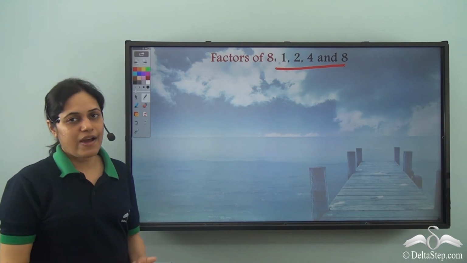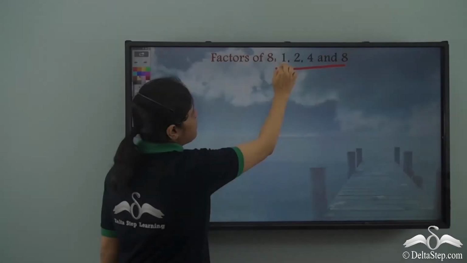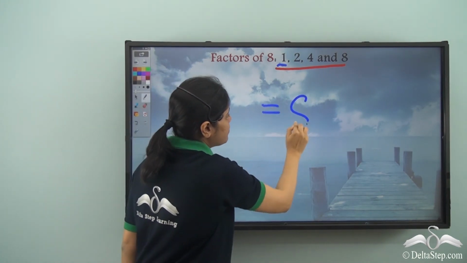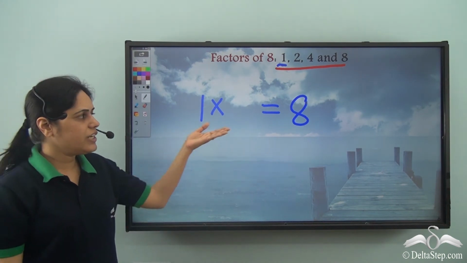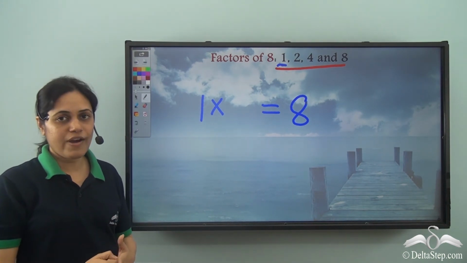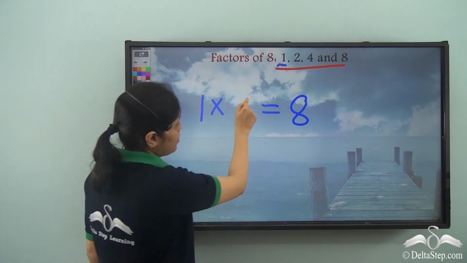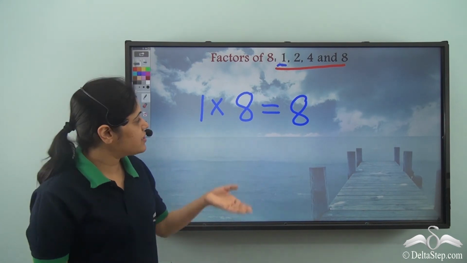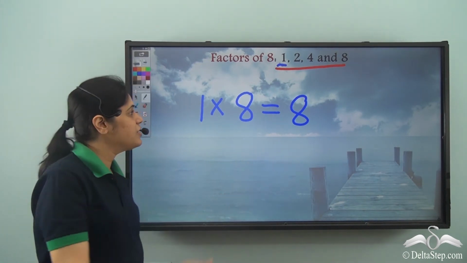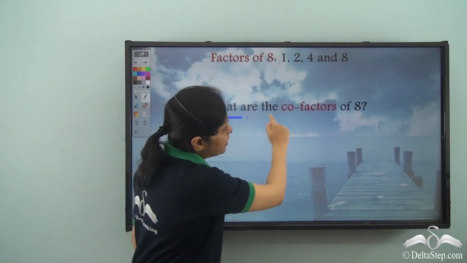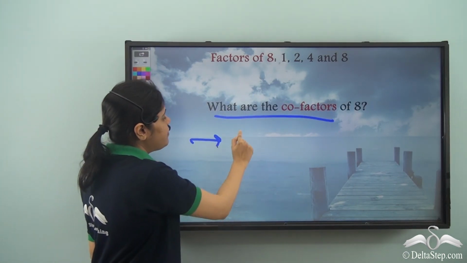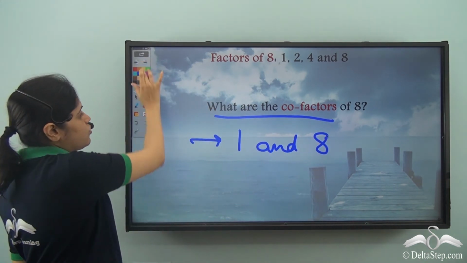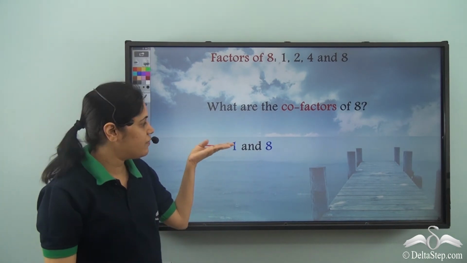Now among these factors, first let us take 1. So if I take 1 into what will give me 8? 1 into 8 is 8, because I know one of the cofactors is 1 and the number itself. So one pair of cofactors is 1 and 8. So if I ask you the question, what are the cofactors, one pair will be 1 and 8.